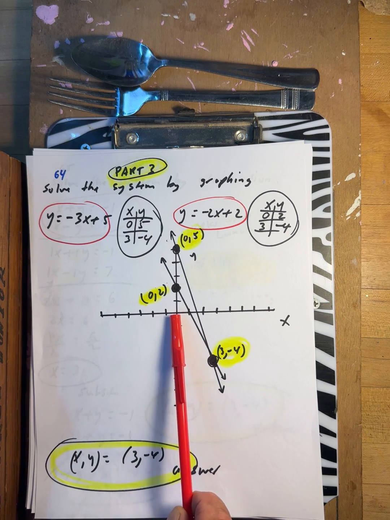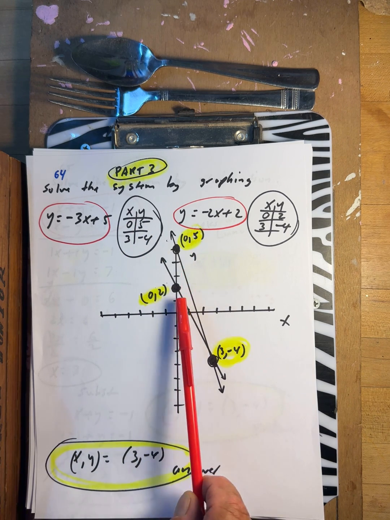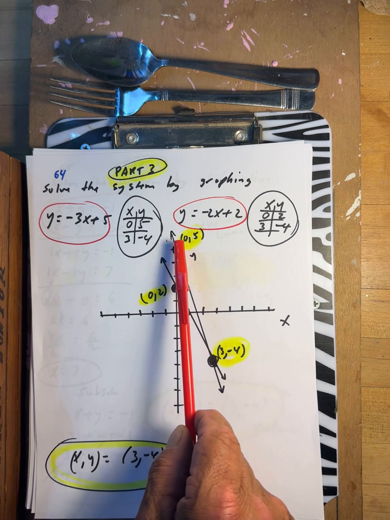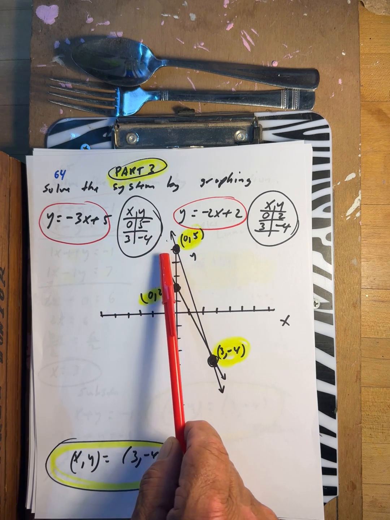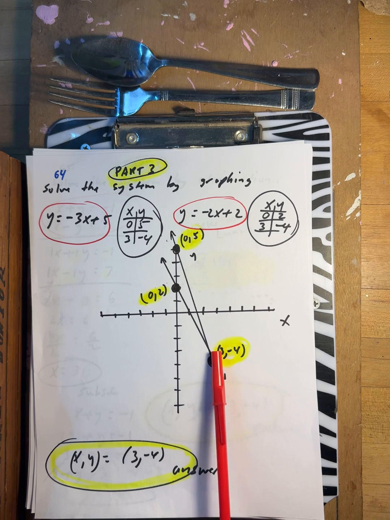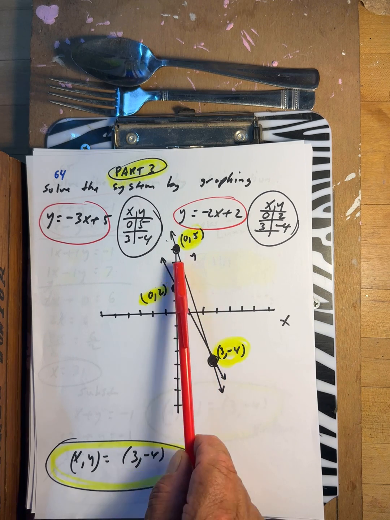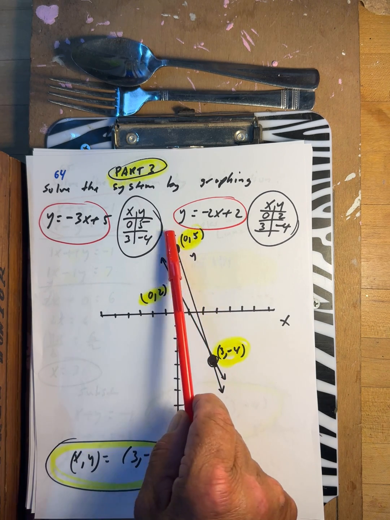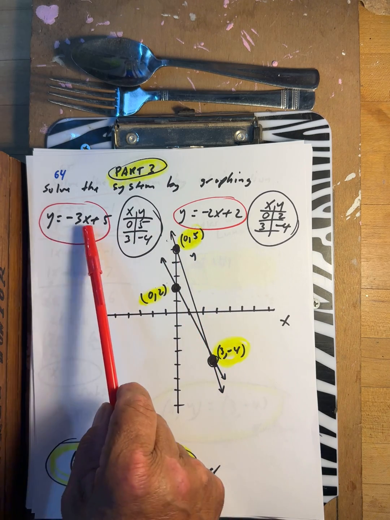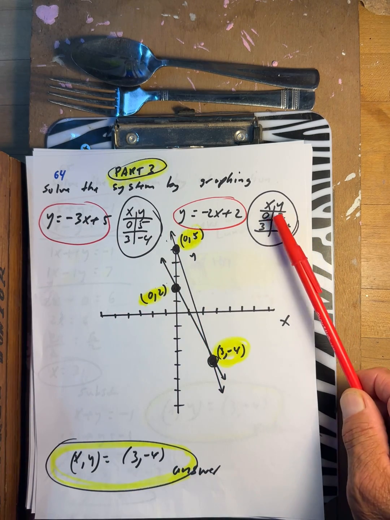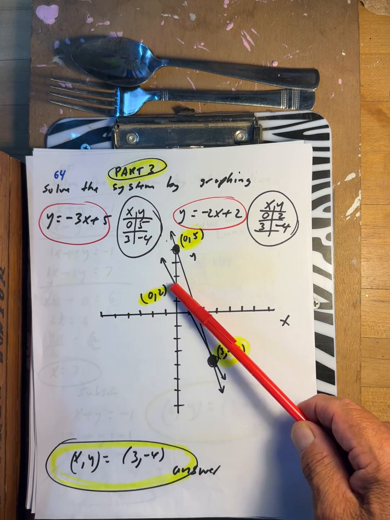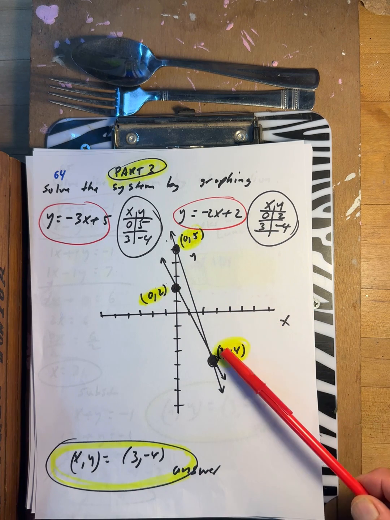0, 5 means 0, 1, 2, 3, 4, 5. 1, 2, 3, 4, 5 right there. And 3, -4 means 1, 2, 3, and -4 this way. So there's one point, there's another point, connect the line. This line right here is this one. The other one, 0, 2: 0 and up 2 spaces, and 3 and -4, same thing.